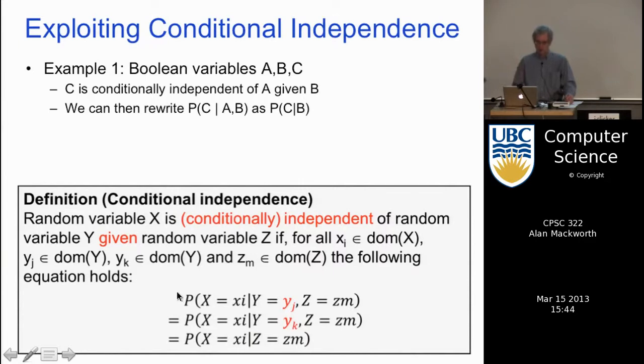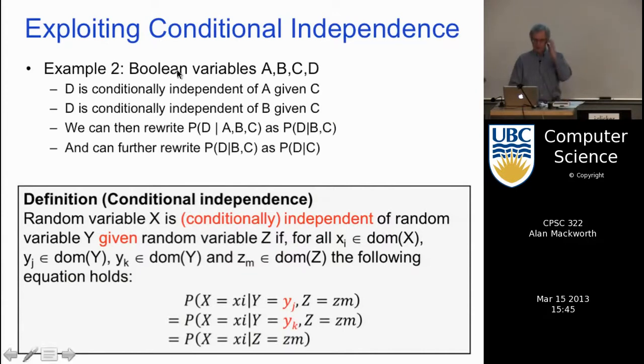Or you can use your intuition. Say, yeah, it's obviously true. So if C is conditionally independent of A given B, then we can rewrite the probability of C given A and B as just the probability of C given B. You can drop A. C is conditionally independent of A given B, so I don't need to know the value of A. It gives me no new information, so just drop it. It has to be equal to that, right? And the beauty is that here we had three variables, so we had like D cubed entries in its table for this guy. Now we've got D squared entries, right?